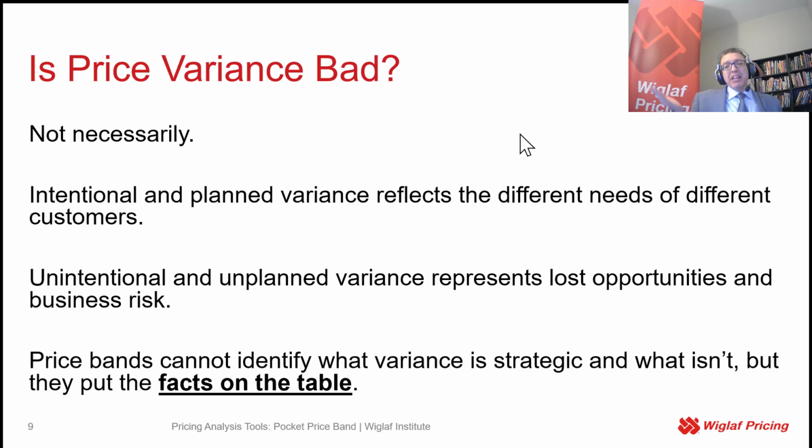The pocket price band, ultimately, can't really identify whether the variance you're seeing is strategic or not, but it at the very least lays out all the facts on the table. It allows you to have an honest, straightforward conversation with your pricing team, so that all of you working together as a group can try to figure out why that price variance is there and whether or not it should be there. Because, with price variance, what is important is whether or not it serves a strategic purpose, not whether or not it exists.